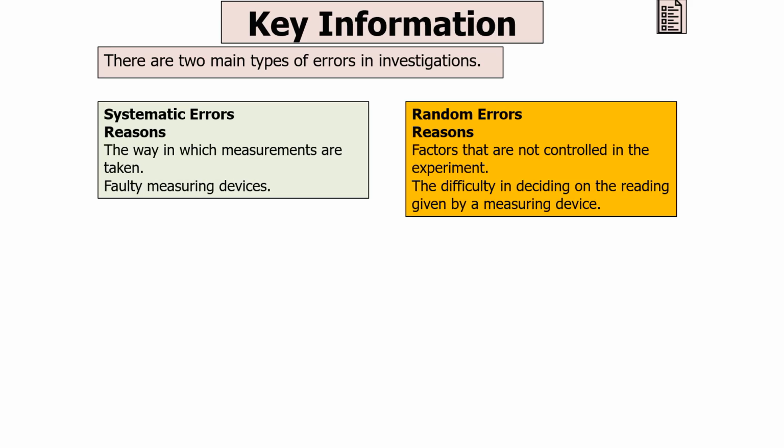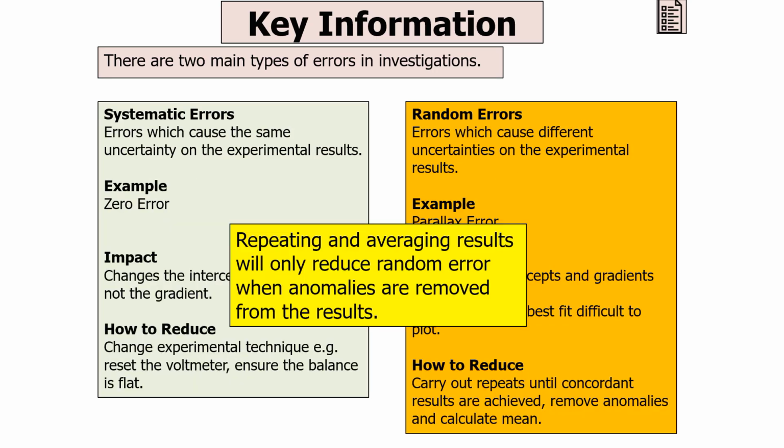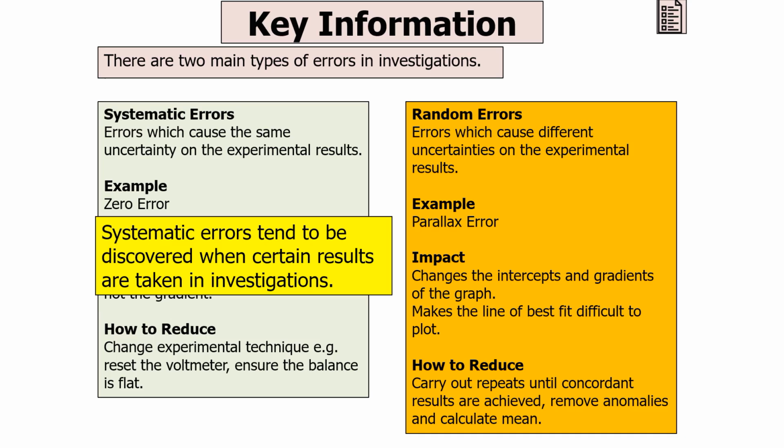Now, reasons for systematic errors could be the way in which measurements are taken or faulty measuring devices. The reasons for random errors are that factors are not controlled in the experiment and there's difficulty in deciding on the reading given by a measuring value. Repeating and averaging results will only reduce random errors when anomalies are removed from results. Systematic errors tend to be discovered when certain results are taken in investigations and compared to standard values.